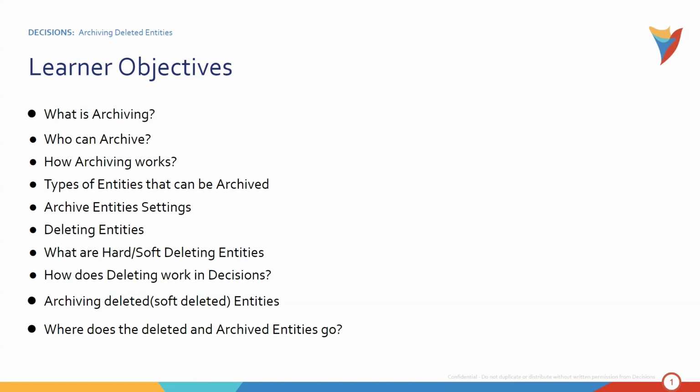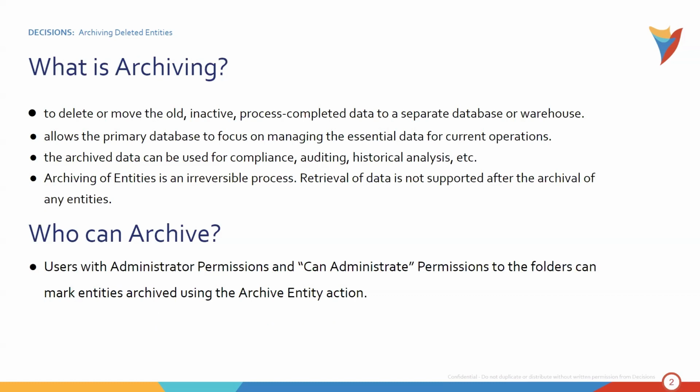What are the two types of deleting entities, hard delete and soft delete? How does deleting work in decisions? And then we look at how to archive the deleted entities. Where do the deleted and archived entities go? So let's look at what is archiving.